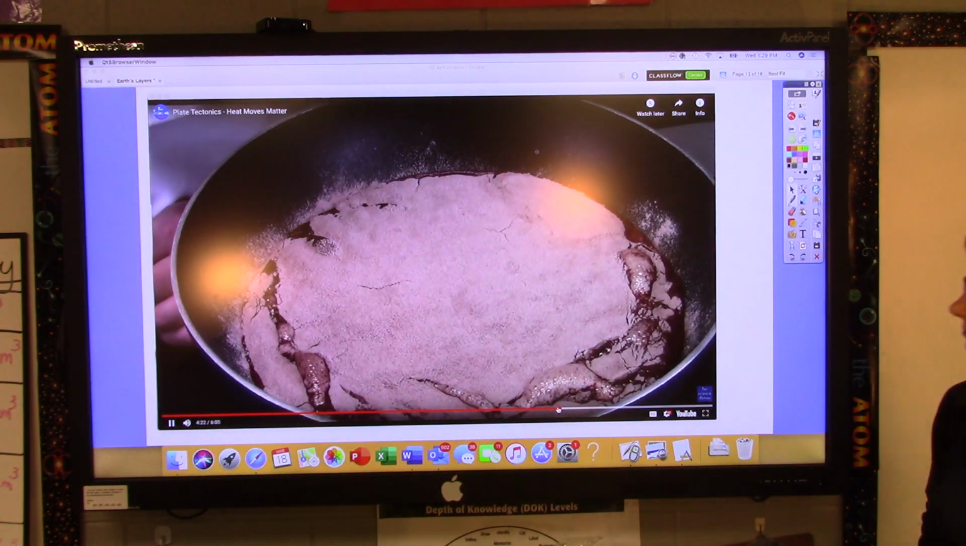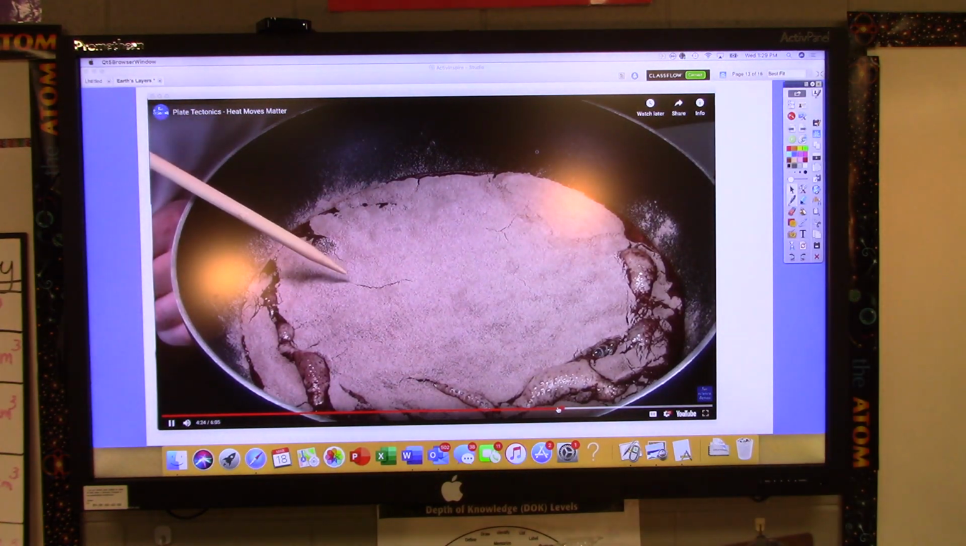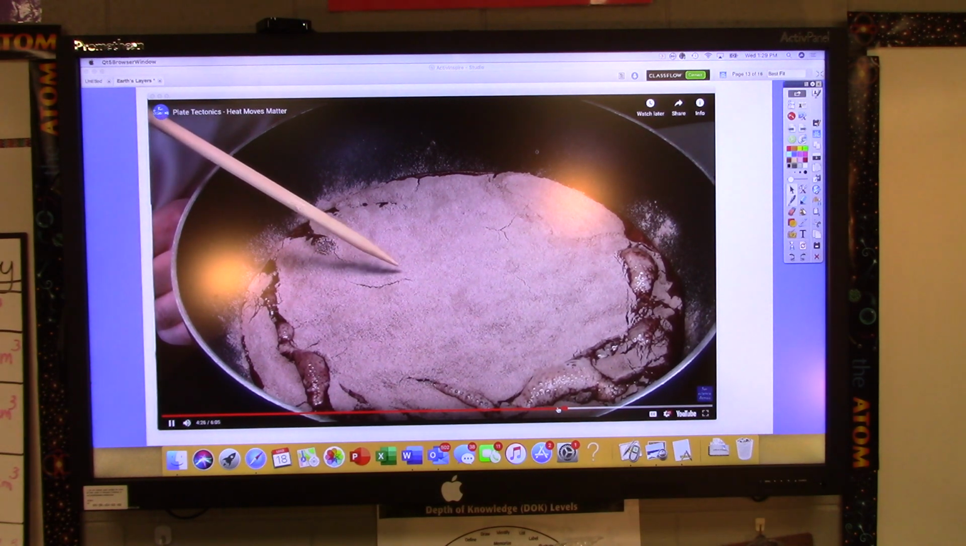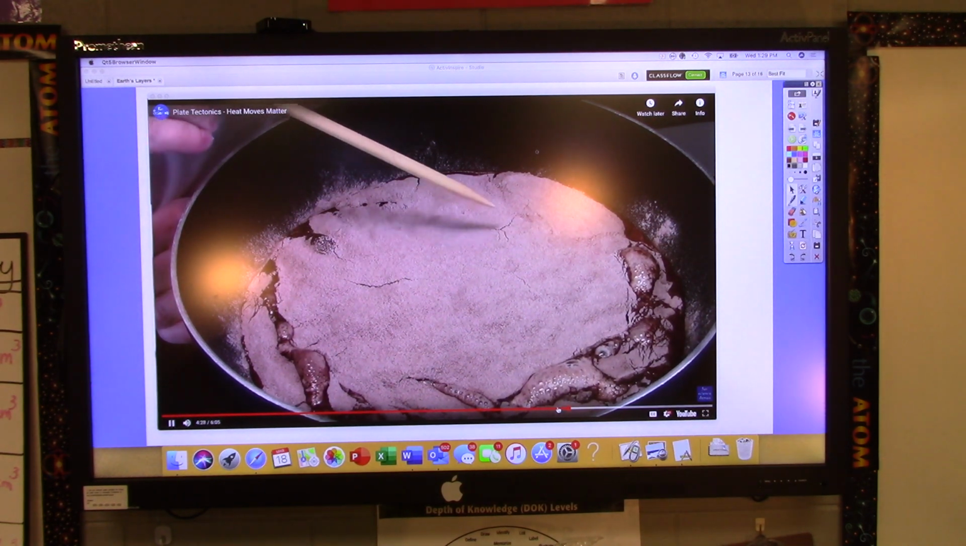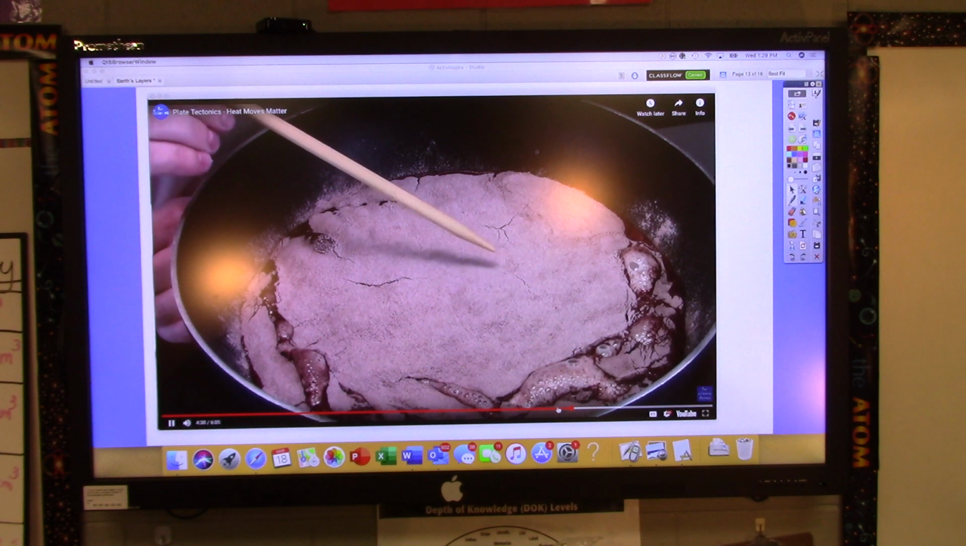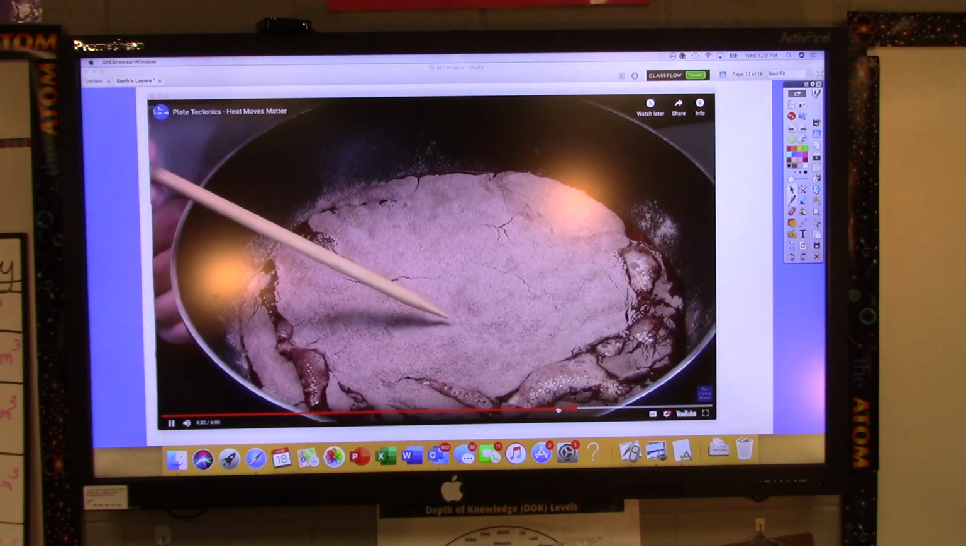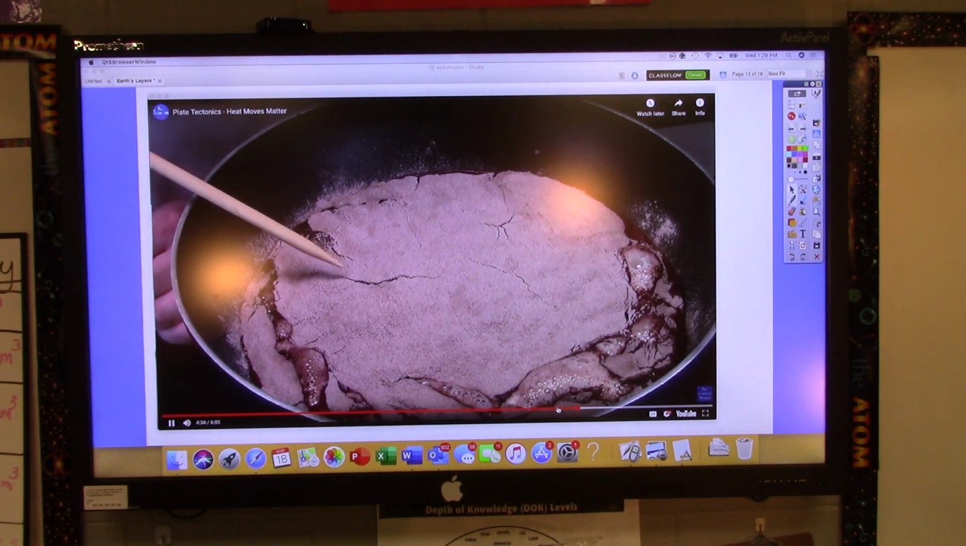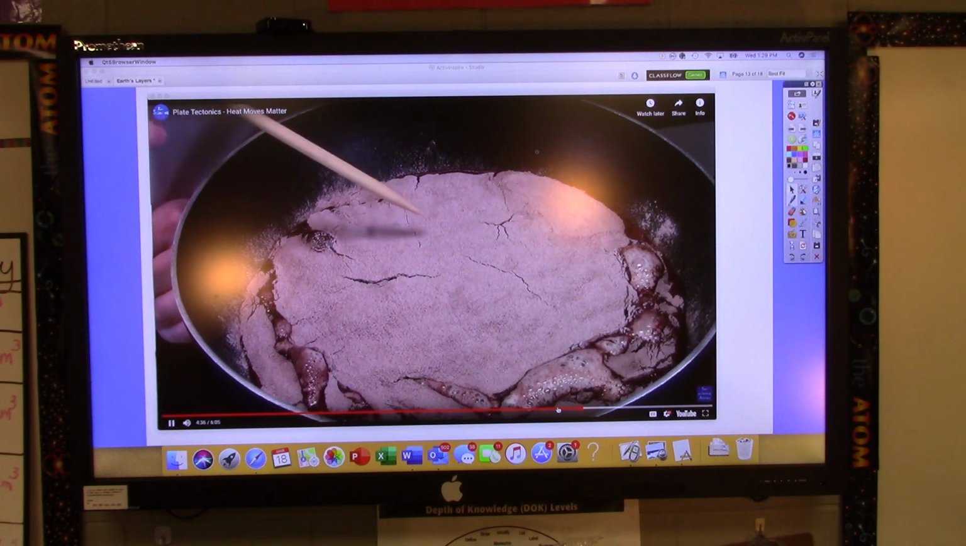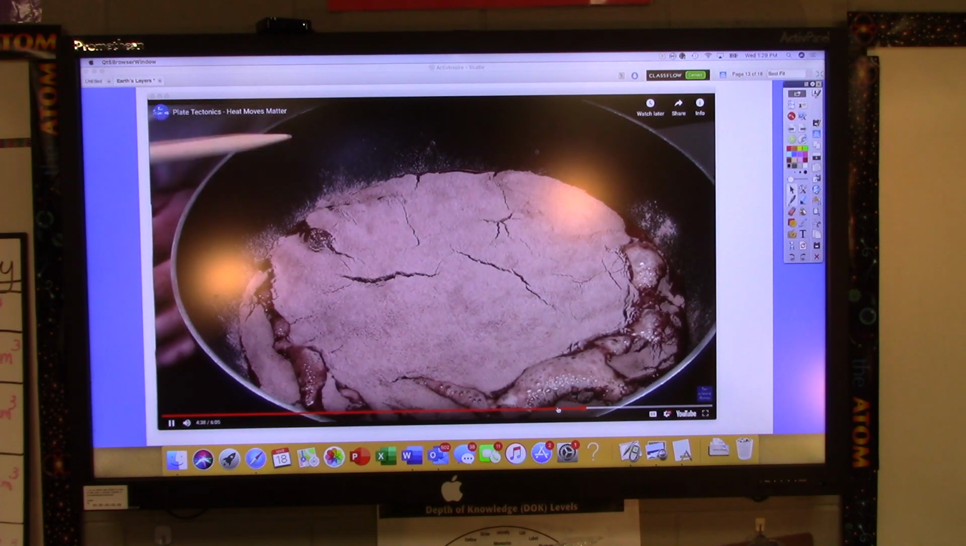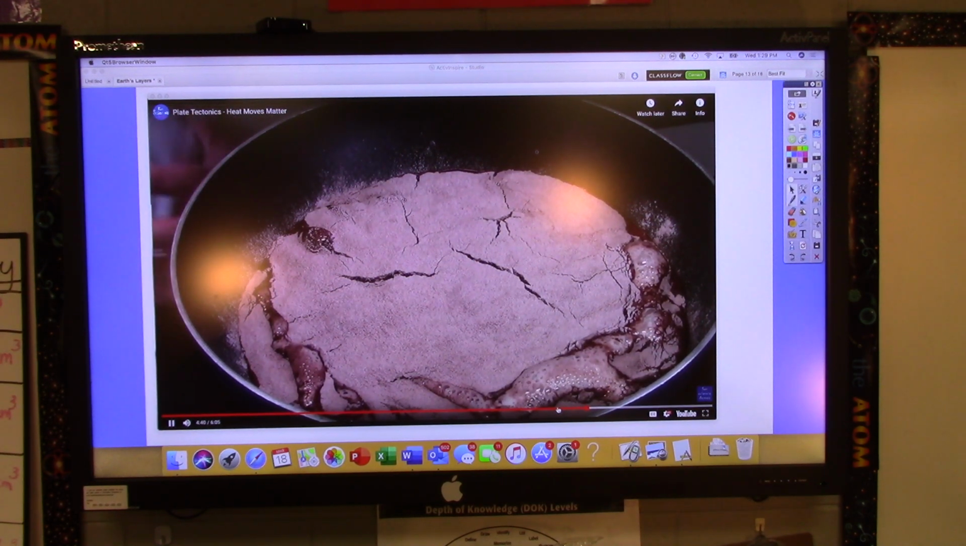The cracks get bigger. Watch right here. Watch it open up. Watch right here and right here. Ooh, there's one forming right here. Now we have a crack forming here. The crust is breaking into plates right before our eyes.